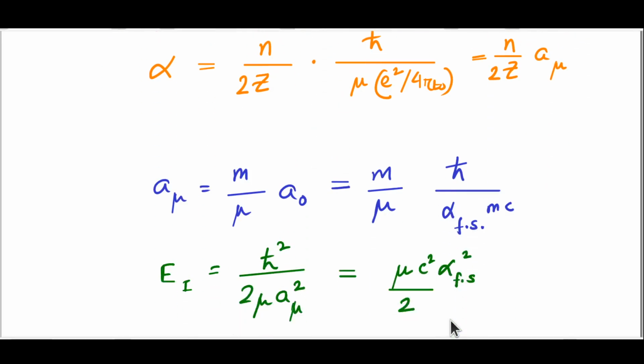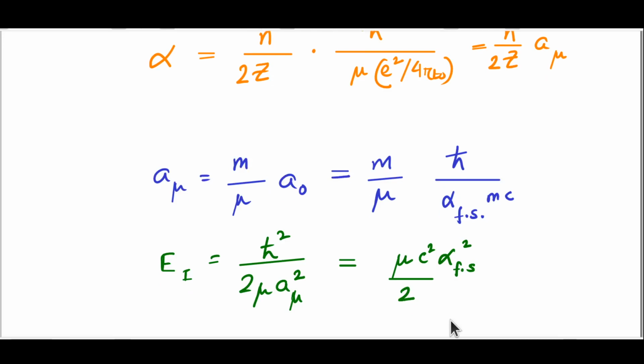It is also possible to rewrite the ionization energy of the hydrogen atom in terms of these same parameters. It turns out to be h cross square by twice mu a0 square, and can be rewritten in this form: mu c square by 2 times the fine structure constant squared.